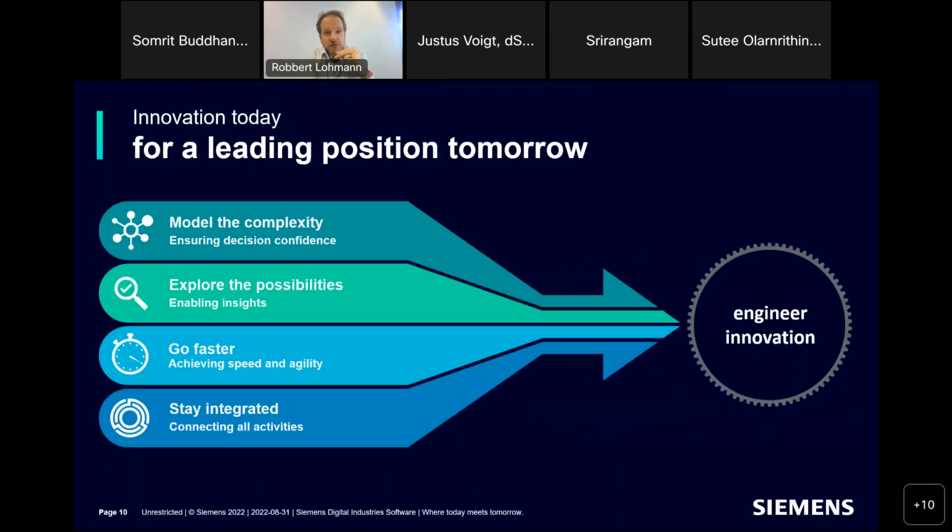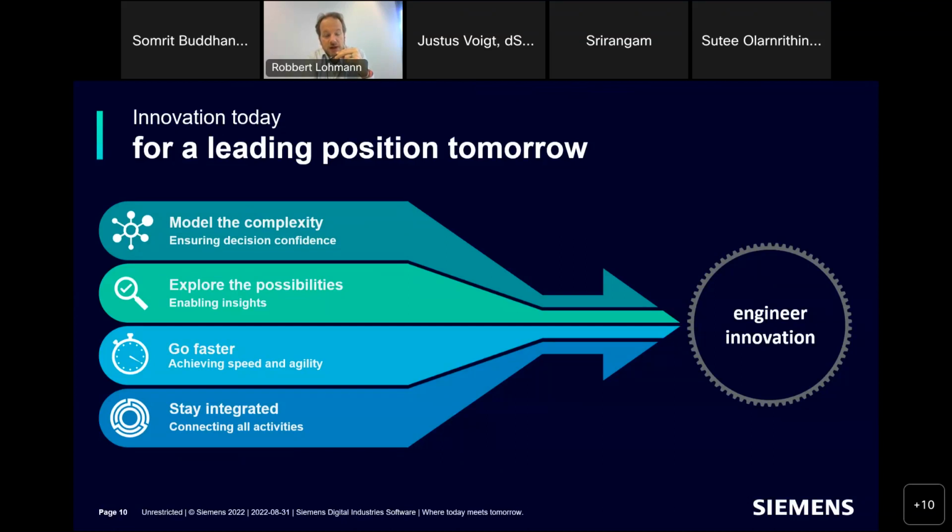So as Siemens, what we're trying to do is engineer innovation, and we see 4 pillars that are basically contributing to that. So modeling the complexity is something that we're trying to do in our digital twins, while at the same time enabling the insights by exploring the possibilities that gives. So the various variations of scenarios are absolutely a requirement to be able to visualize in your simulation practices.